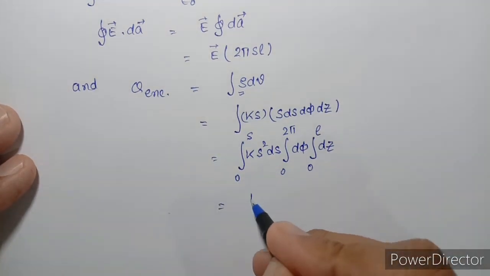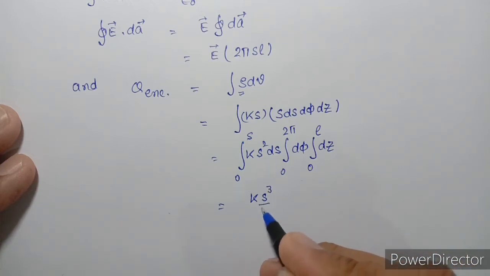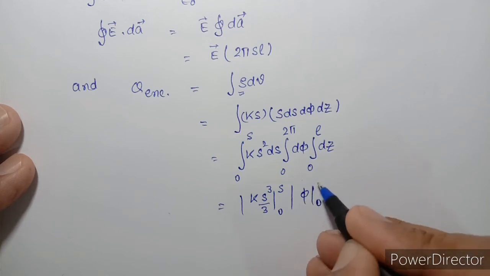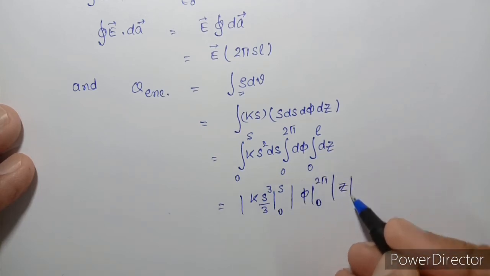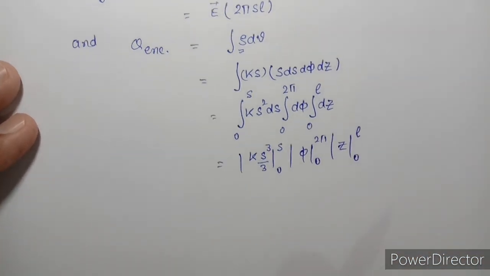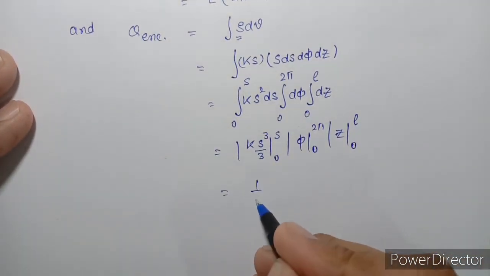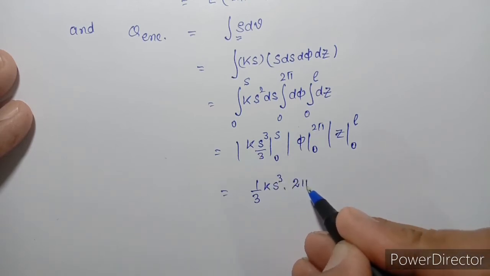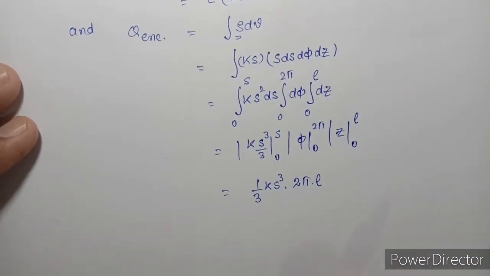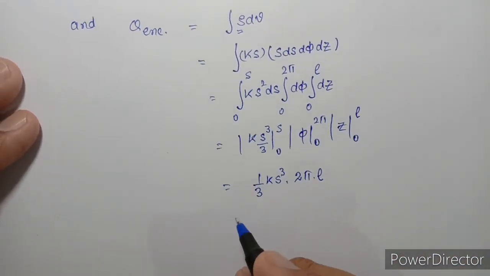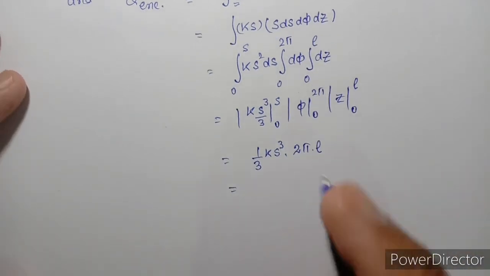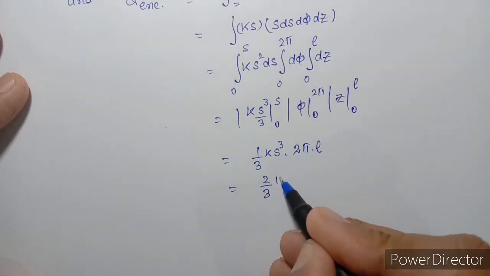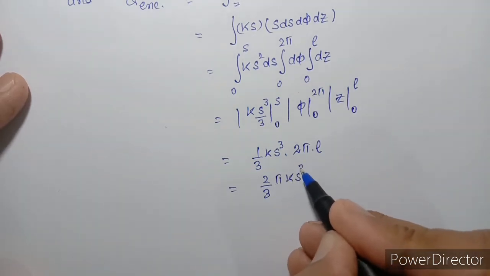So we can write ks cubed over 3 from 0 to s, phi from 0 to 2 pi, and z from 0 to L. This is equal to 1 over 3 ks cubed times 2 pi times L, which equals 2 over 3 pi ks cubed L.